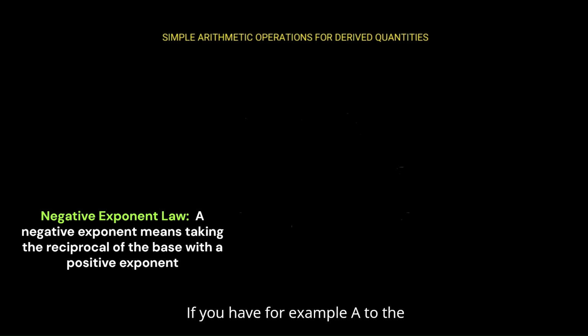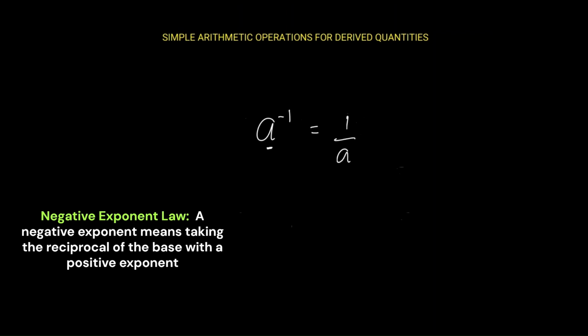If you have, for example, a to the power of negative 1, this is the base, right? A is the base. The law tells us to take the reciprocal of the base, that means 1 all over a, with a positive exponent. This exponent here now becomes positive 1, no longer negative. That is simple, what the law is telling us. The reciprocal of the base with a positive exponent.